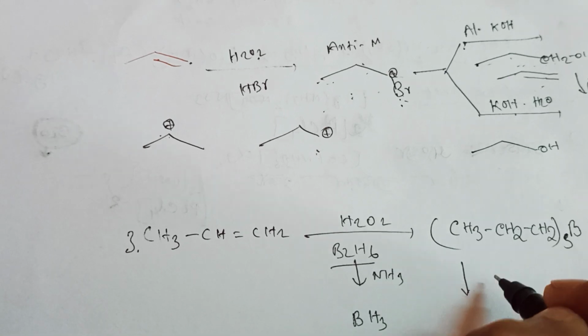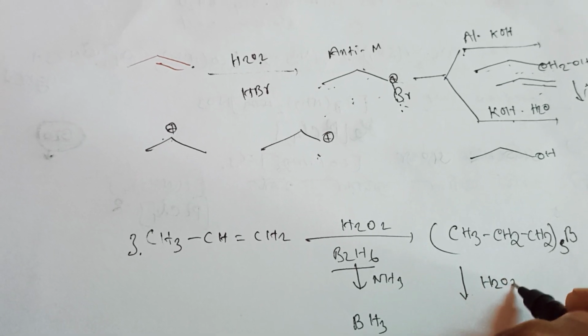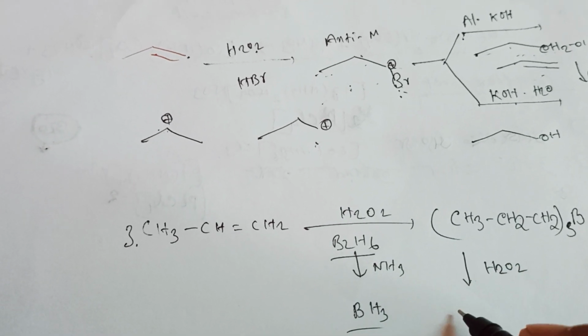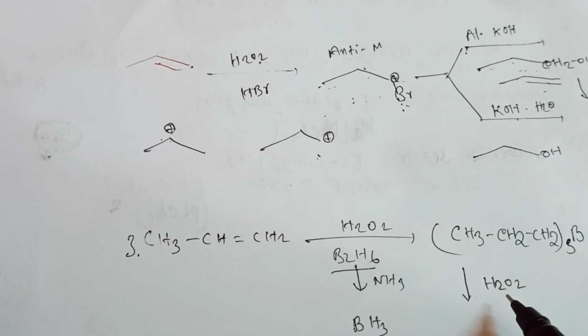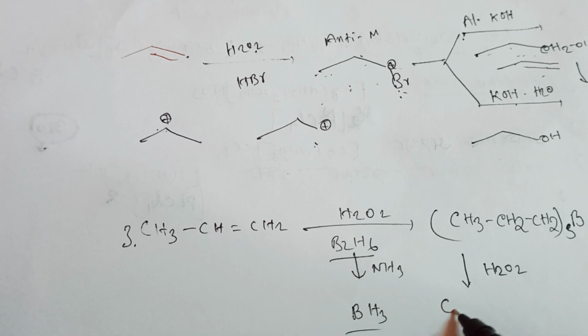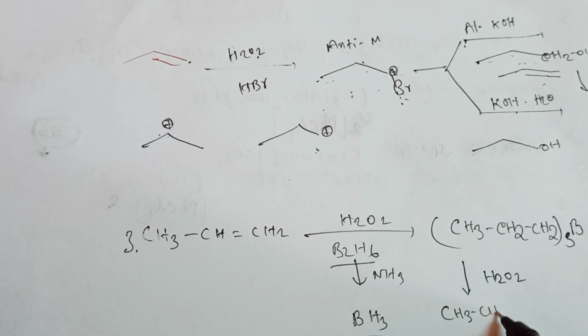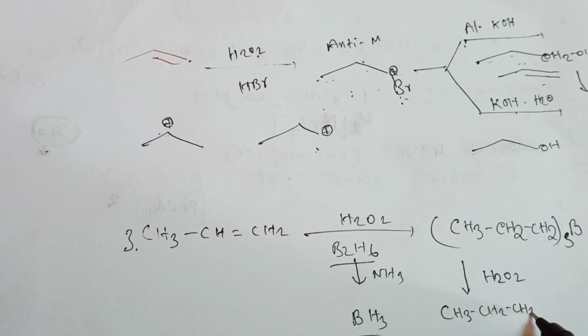Finally, in the presence of hydrogen peroxide, it forms 1 degree alcohol, 3 molecules of alcohol, because 3 propyl groups are present, and the final answer is 3 CH3CH2CH2OH.